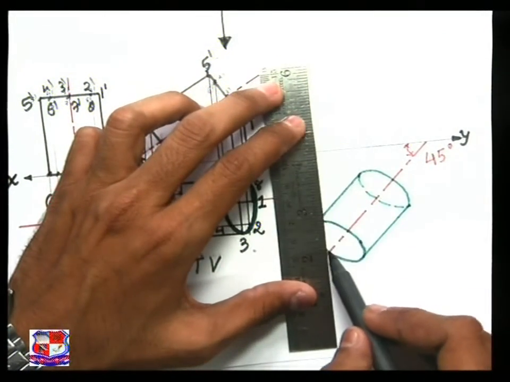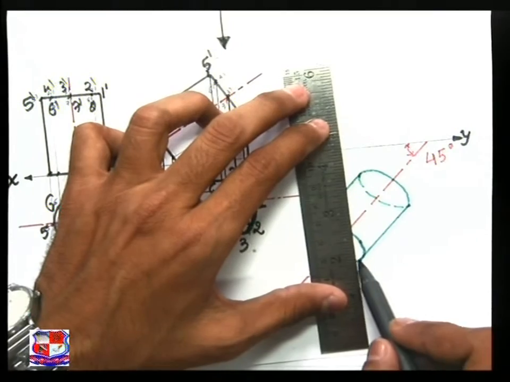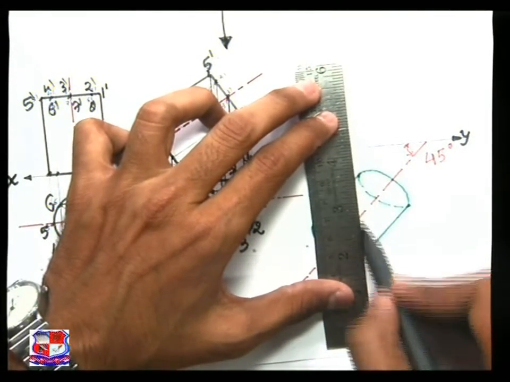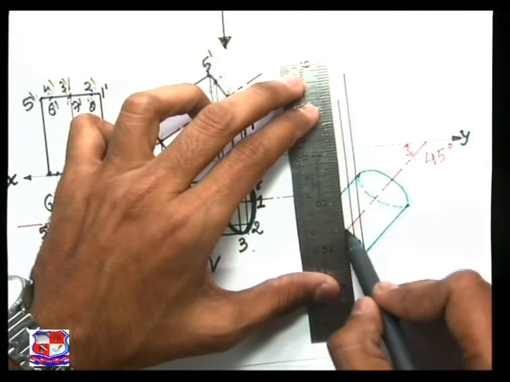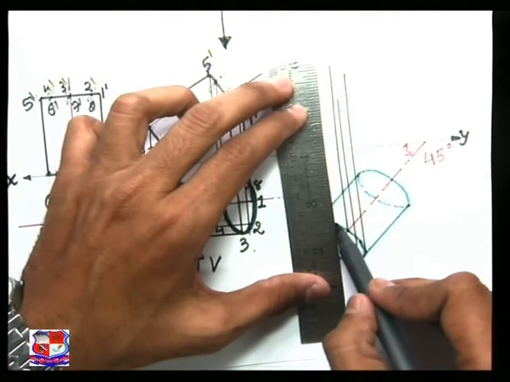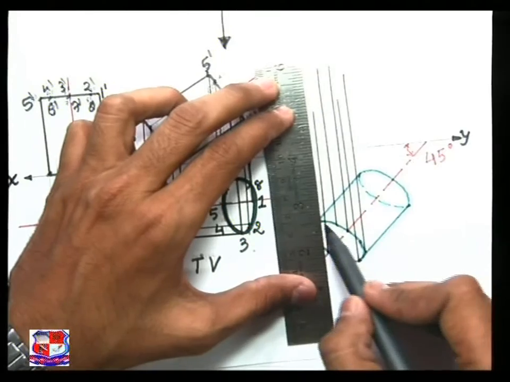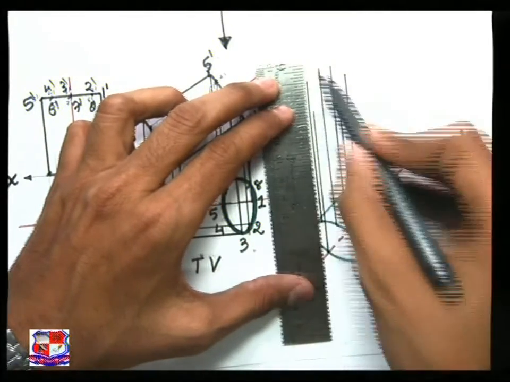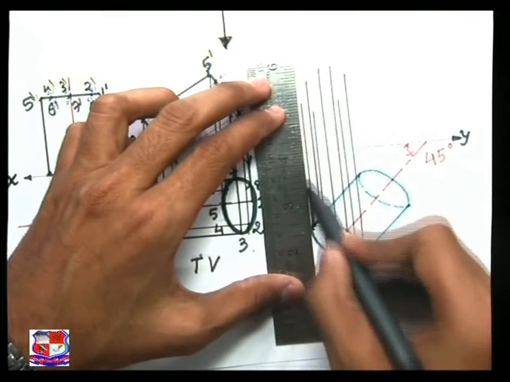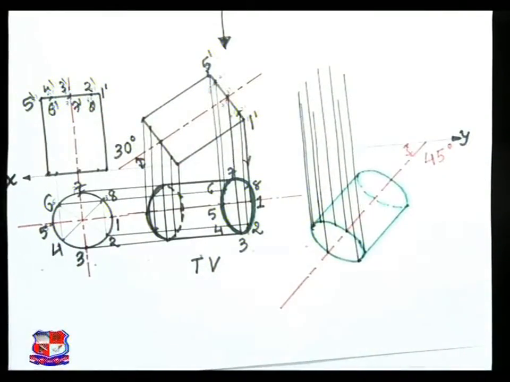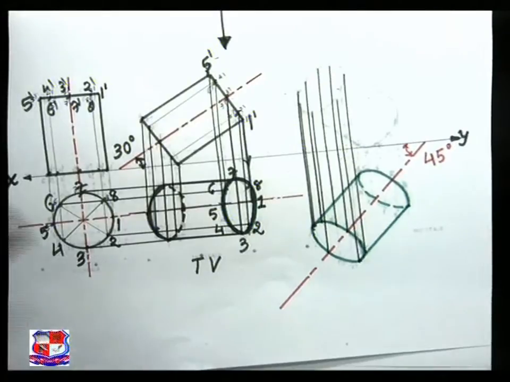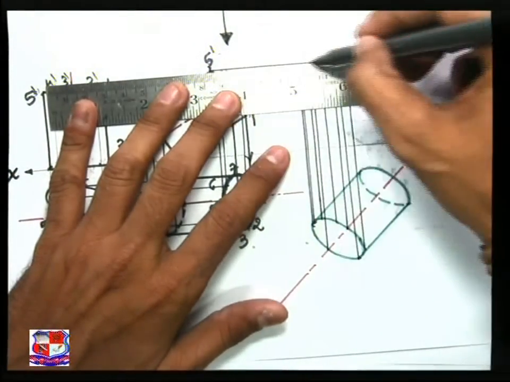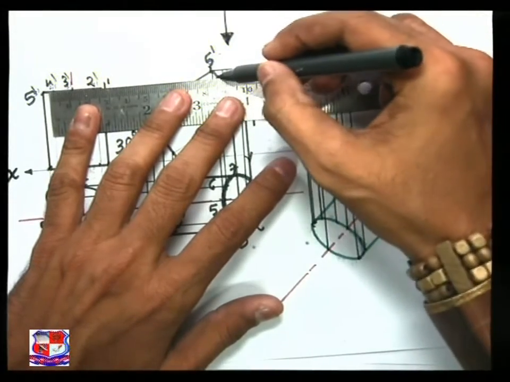So 1, 2, 3, 4, 5, 6, 7 and 8. That would be somewhere here. So from all these points draw the lines, vertical lines, and from all these points draw horizontal lines, and we can find out the position of various points.